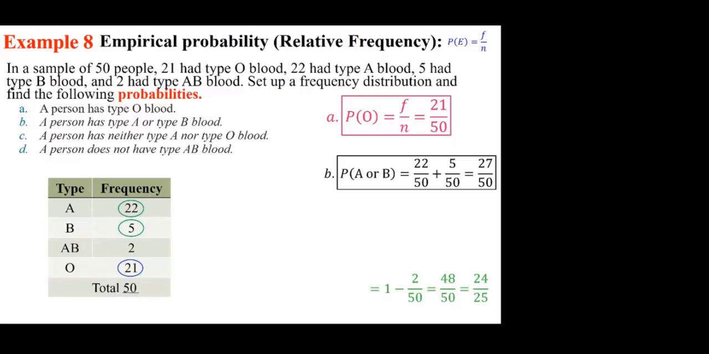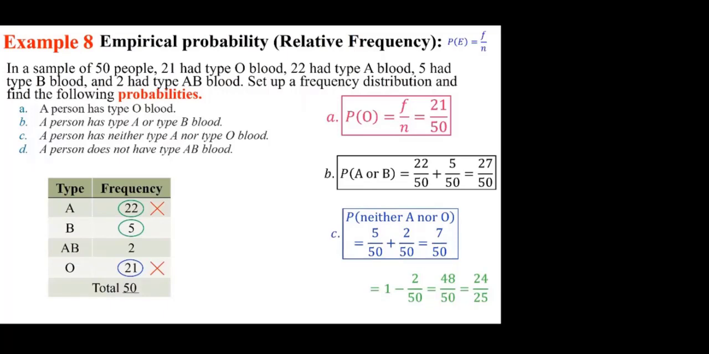The next one, a person has neither type A, that means type A is out, nor type O. So A is out. I'll put the X mark next to it. That means forget it. O is out. I'll put the X mark next to that. So what is left is B and AB, 5 and 2, 7. So 7 over 50.